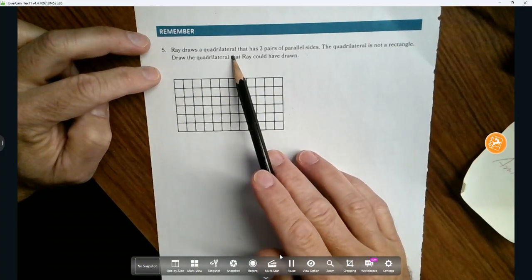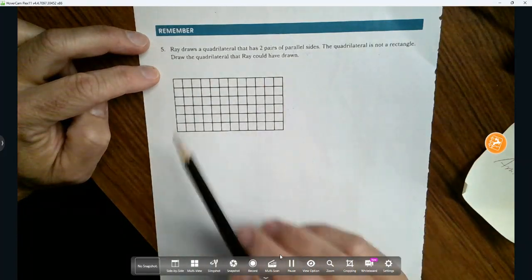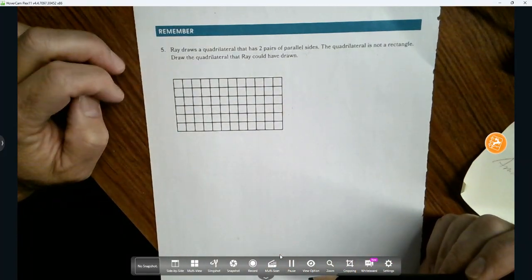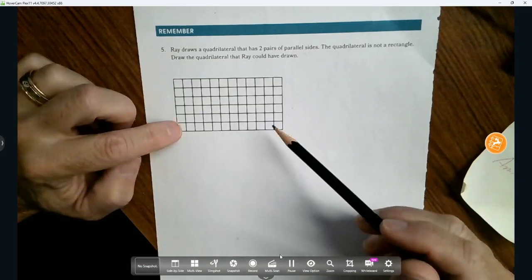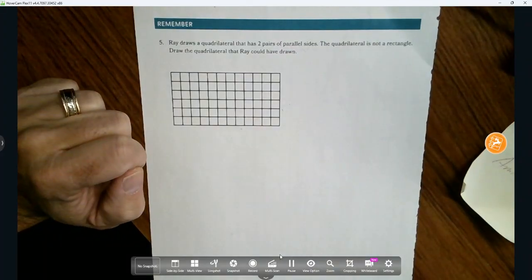Okay, so I might have misspoken. It is a quadrilateral that has 2 pairs of parallel sides, but it's not a rectangle like this. What could it be where it has 2 pairs of parallel sides? Remember, this is a pair and this is a pair. So what other shape could it be? It's not a rectangle.